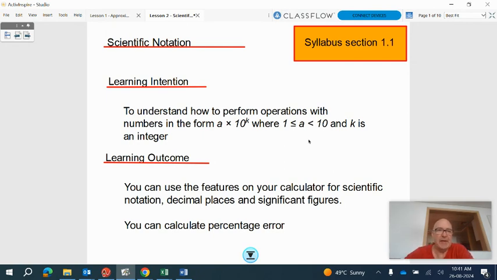What they tend to do in the IB is they say give your answers in the form a times 10 to the x, where 1 is less than or equal to a is less than 10 and k is an integer. So this is what we call standard form or scientific notation.